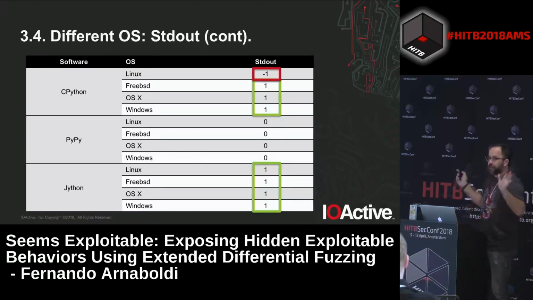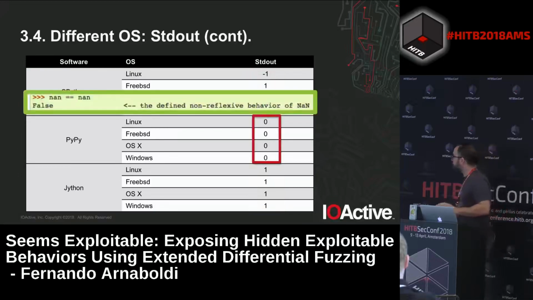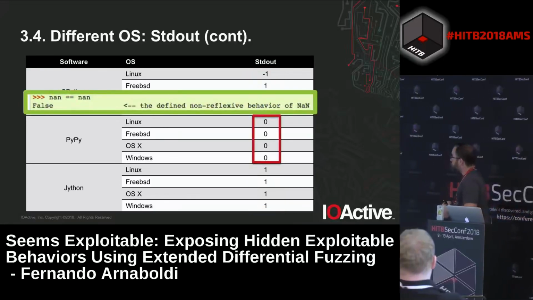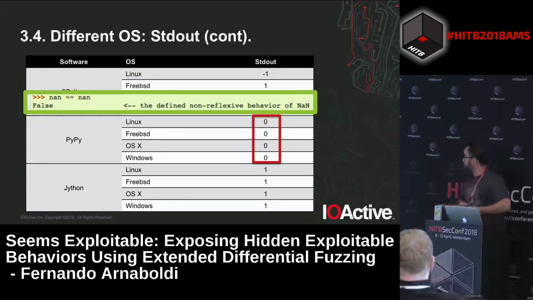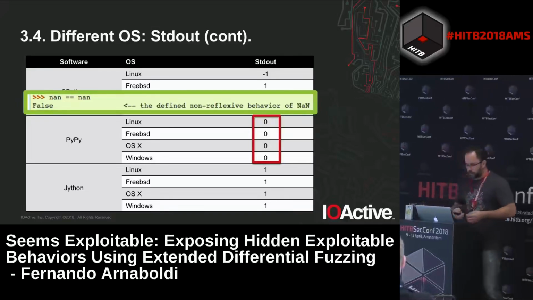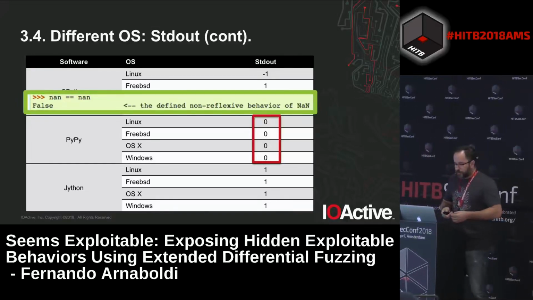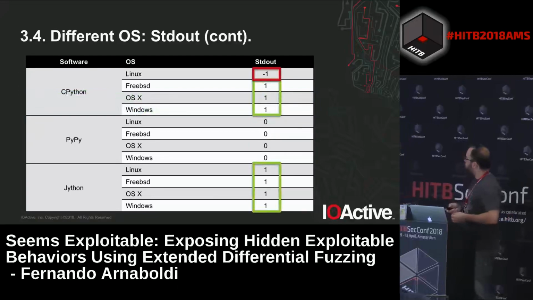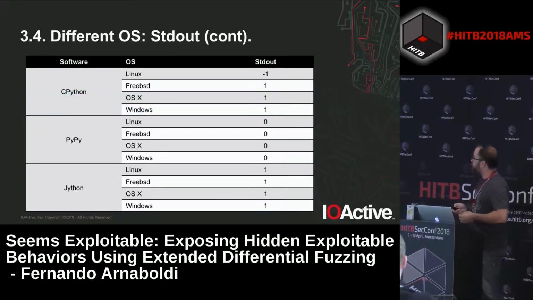Linux thinks differently. Linux believes that it should be a -1 for some reason, in the same way as PyPy thinks that it's 0, even though it should never be 0 because there is a non-reflexive behavior of not a number. So you can get a really interesting picture when you test a lot of programming languages and pieces of software at the same time.